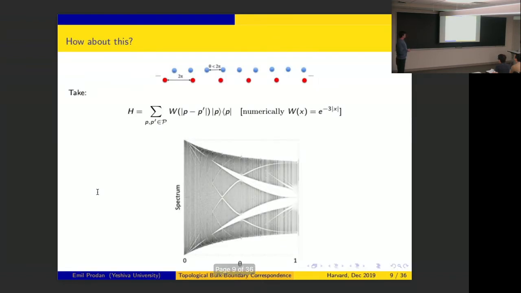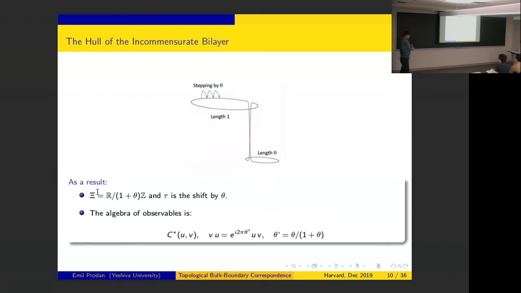So how about this pattern? This is just an incommensurate bilayer. You take the same Hamiltonian, but now these points P are these points on this pattern. I cannot label them anymore. When you diagonalize the Hamiltonian, this comes out. How can you understand the spectrum, and what are we looking at? And the answer is like so.